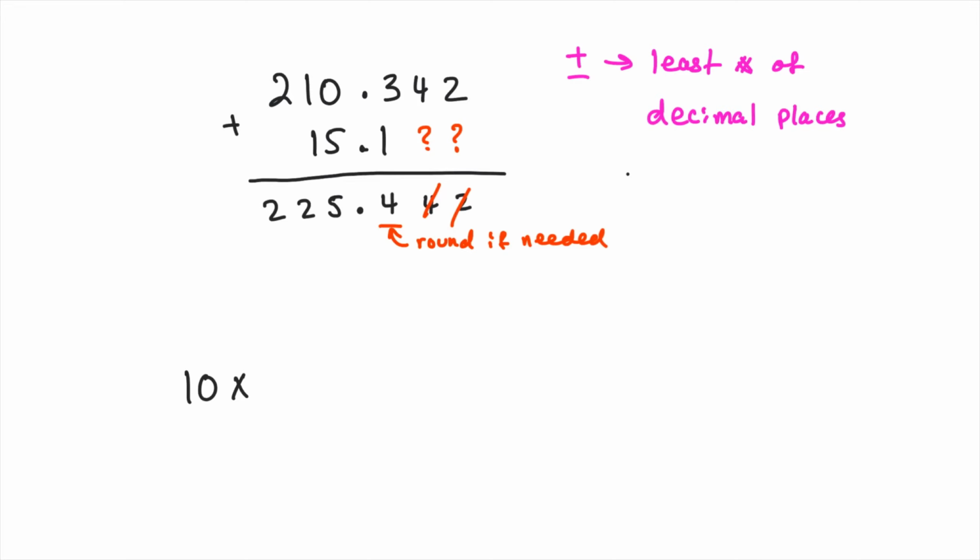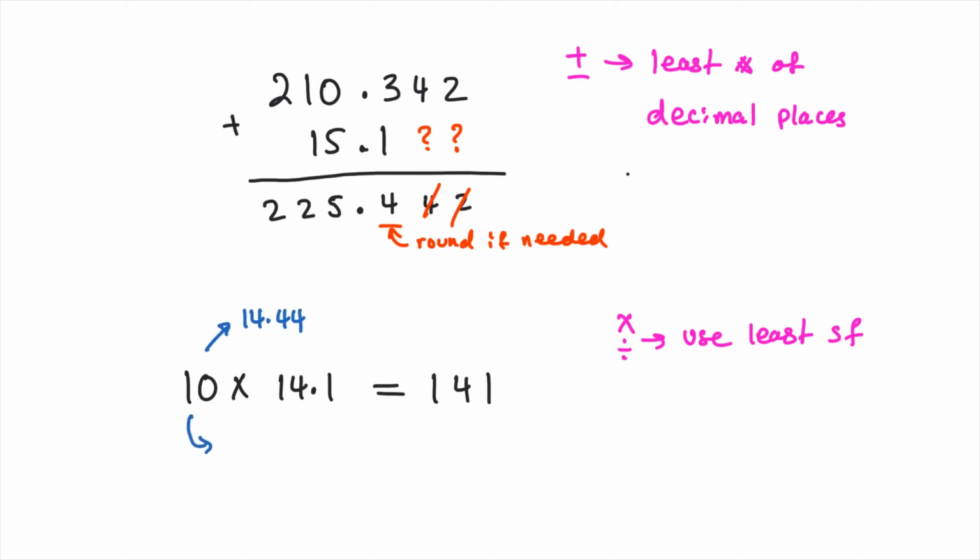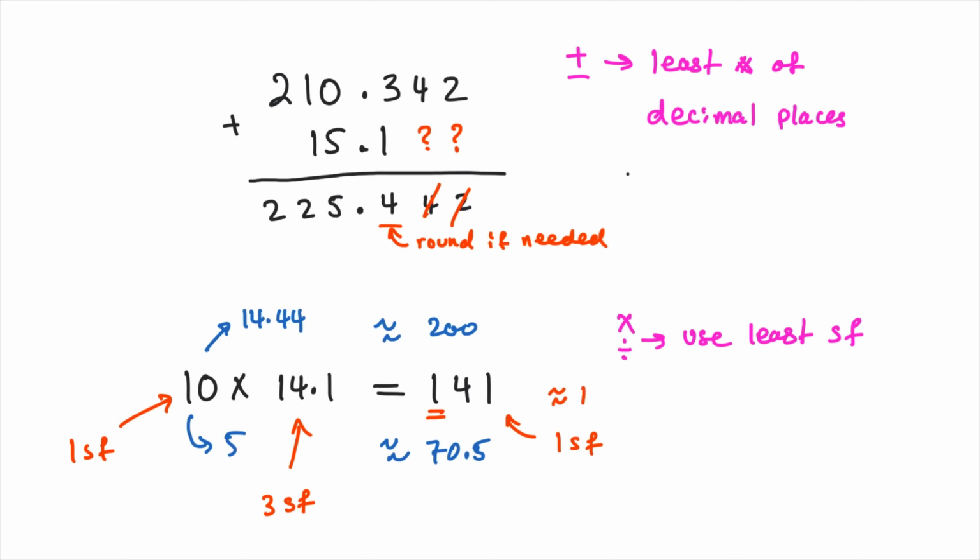He then said that when you multiply or divide, your final value will have as many significant figures as the lowest one in your calculation. For example, if you were to multiply 10 by 14.1, you would get 141. But the value of 10 could have been rounded down from 14.44 or rounded up from 5. We are only certain about this value to one significant figure, and therefore we need to round our final answer to one significant figure as well. It's important to use an approximation sign whenever we round a value.